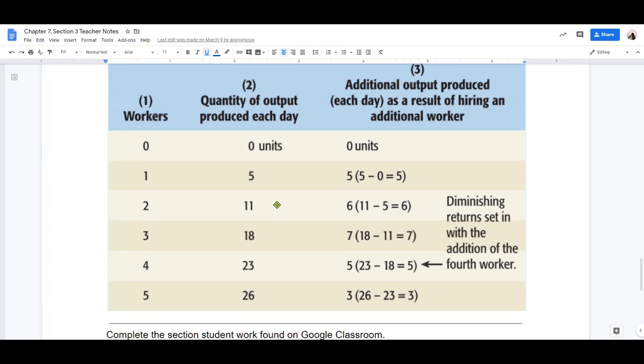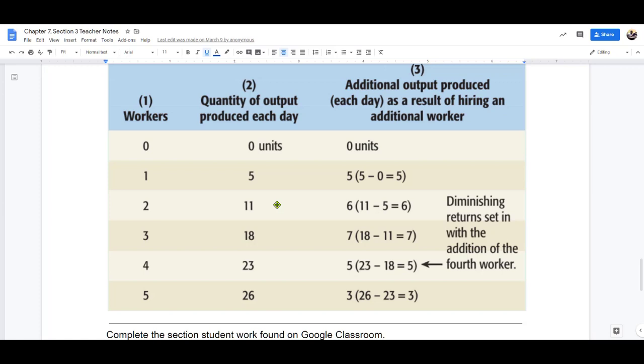All right, so same idea here. You have 0 workers, you get 0 output, and that means you've got 0 units produced, duh, right? So if you have 1 worker, they can produce 5 of whatever it is that you're making per day. So you've got 5 minus 0 equals 5. If you double the number of workers to 2, you get 11 units produced each day. You've got 11 subtracted from 5 equals 6, so we've got 6 units.